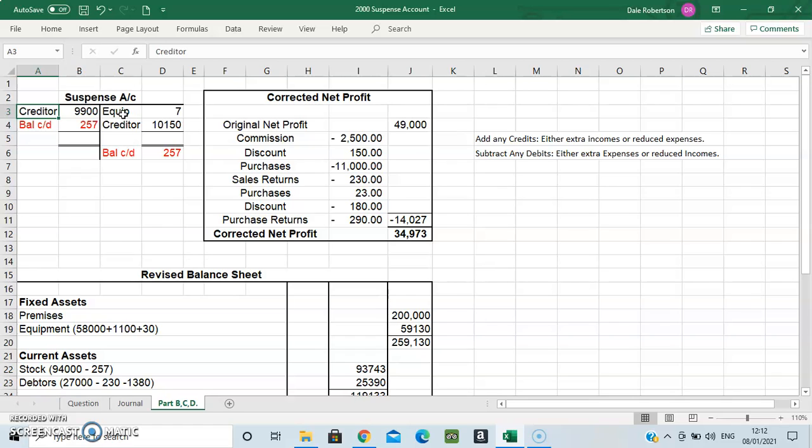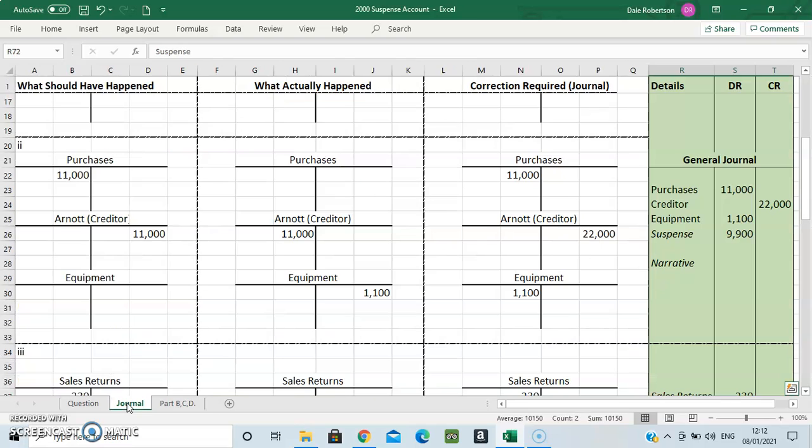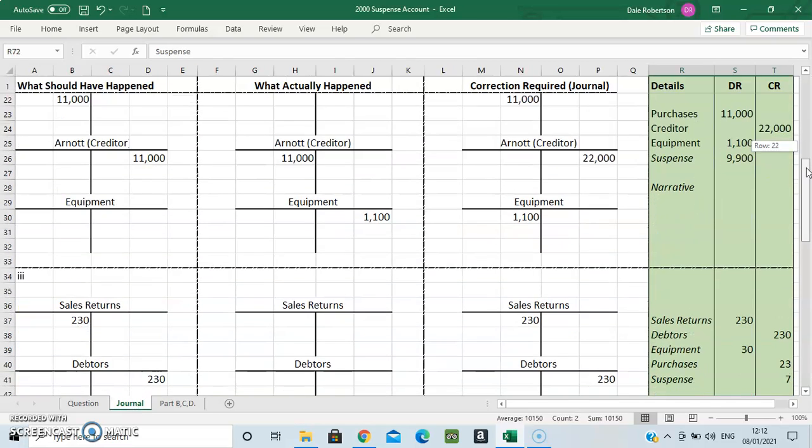Then we had equipment. That was from error number 3, and I'm going to call that equipment because the 7 is against the 30 that was equipment in that error number 3. And then in error number 5, I'm going to call this creditor, and it is a little Roman numeral V there for error number 5, and that is this one down here.